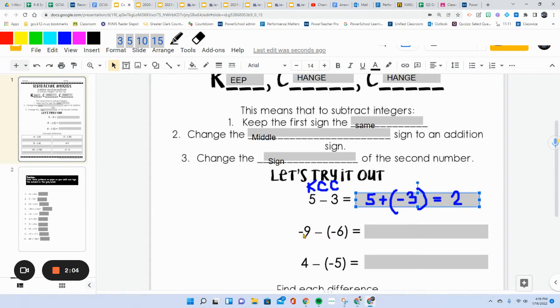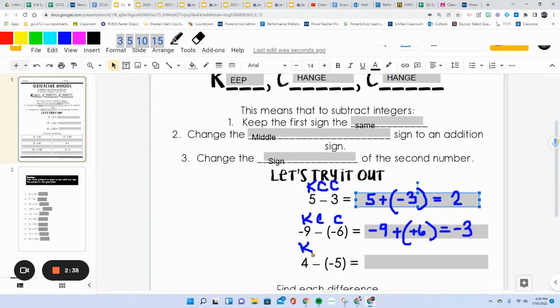This one right here is the same thing. We're going to do keep, change, change. So I'm going to keep the negative 9. I'm going to change this to a plus. I'm going to change that to a plus. And I still have the addition rules that go in here. Since these two signs are different, it's a negative 9 and a positive 6, I'm going to subtract them. 9 minus 6 is 3. And because the 9 is bigger, it keeps that sign.